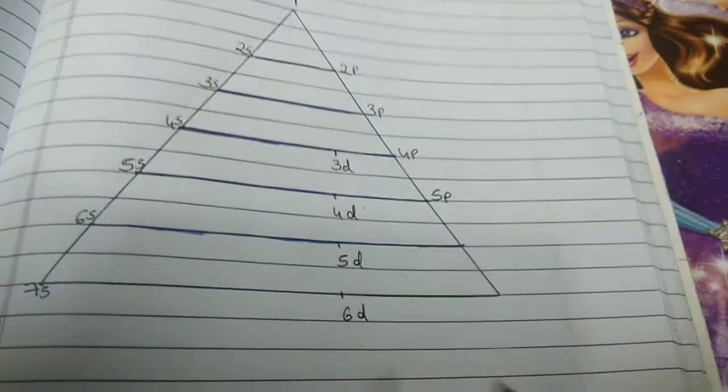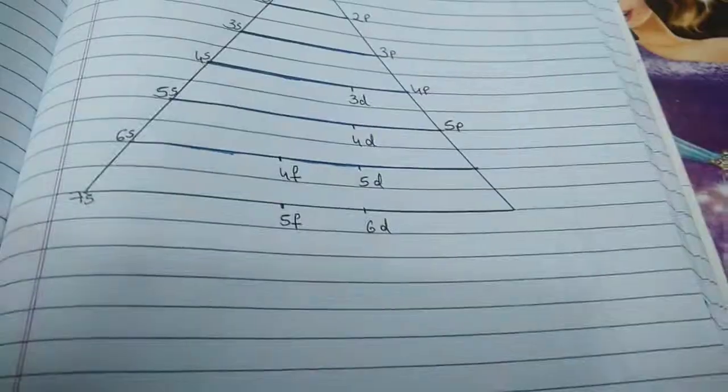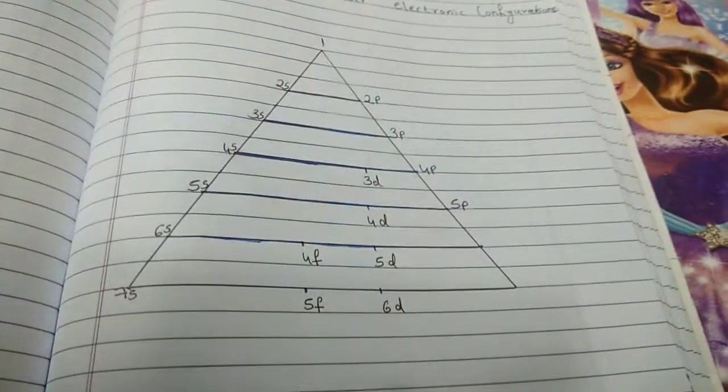Okay. Now what about F? The last two lines will carry two grooves before the D orbitals. And that will have our F orbitals. So on the 6th line we write 4F. And on the 7th line we write 5F. So we got all our orbitals, right? S, P, D and F.